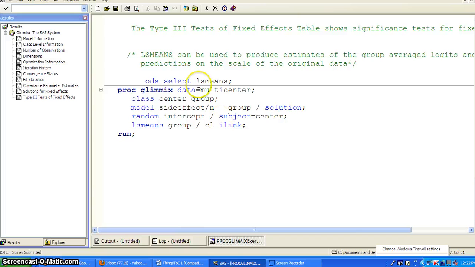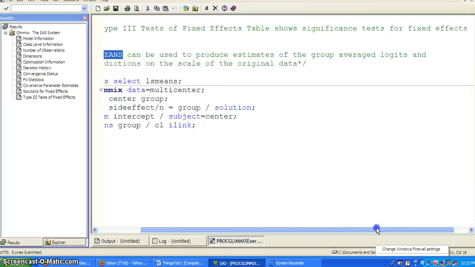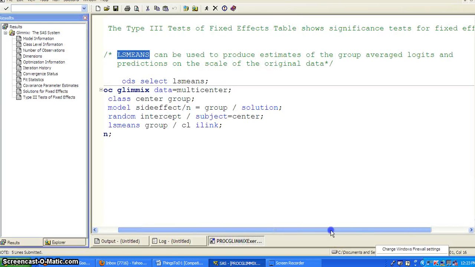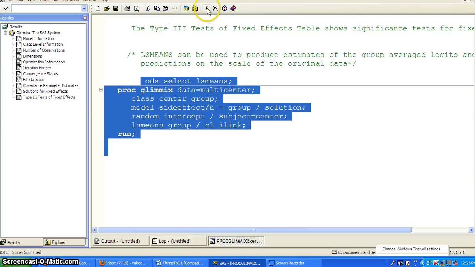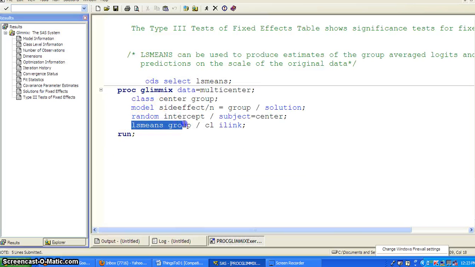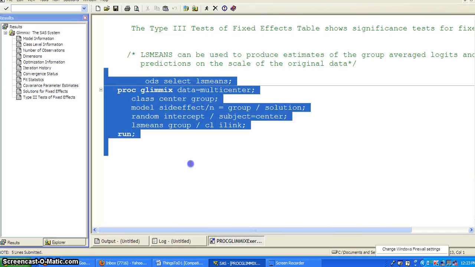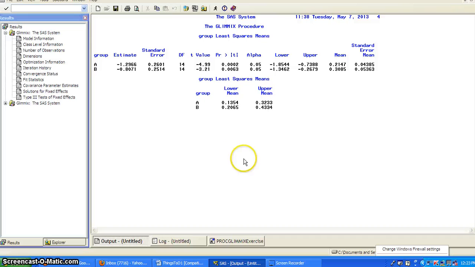Okay, and an additional show of the option LSMEANS, it can be used to produce estimates of the group average logits and predictions on the scale of the original data. So this is just another demonstration for you to use LSMEANS. So it's very easy. You can just use LSMEANS, then say group / CL and ILINK. Okay, the inverse link function there.